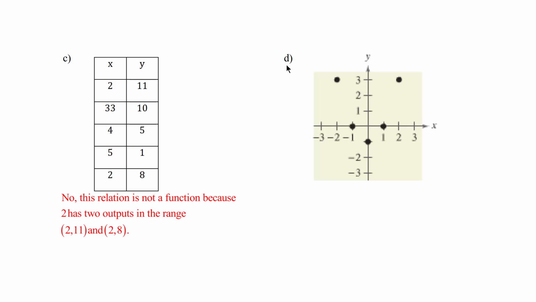Moving on to part D, we have a graph with several points. We have a point at -2, 3, another point at -1, 0, another point at 0, -1, another point at 1, 0, and finally we have a point at 2, 3. Next, we need to determine if this relation is a function.